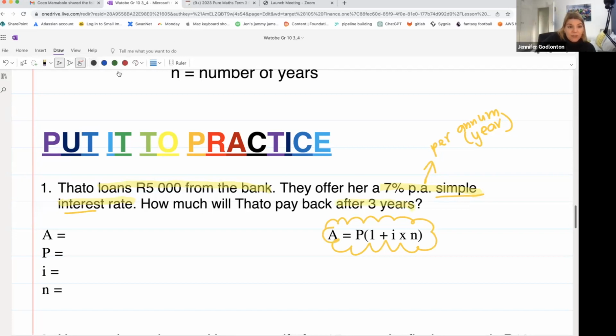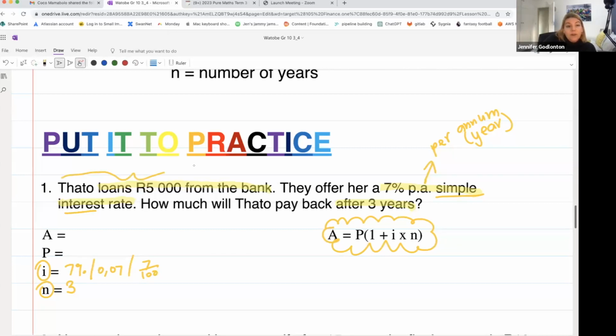So let's break this question down a little bit into the information we know. What is my N value? So how many years are we looking at in this question? Good, 3. Okay. What is my I value? Just be careful. You can't just write 7. You need to write it as a percentage or as a decimal or as a fraction. Beautiful.